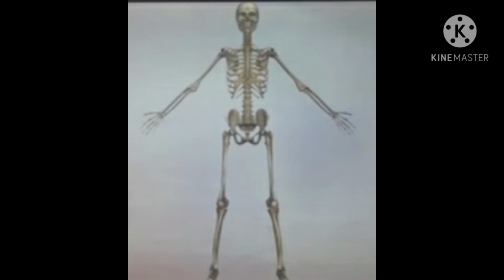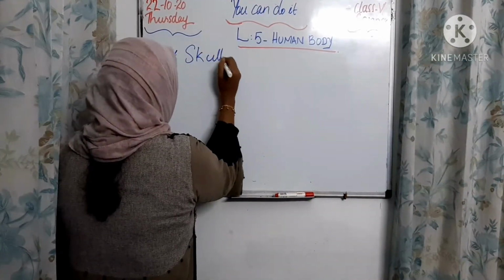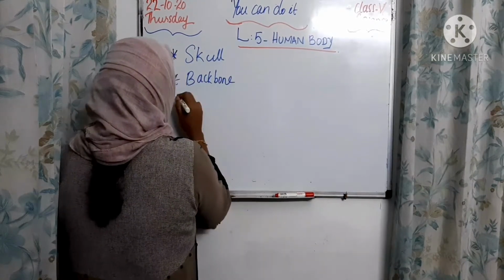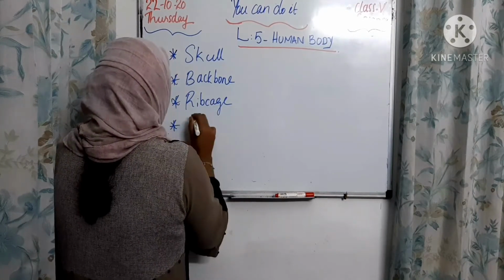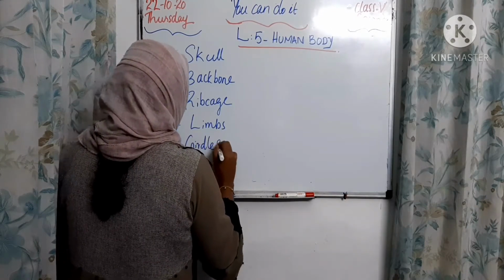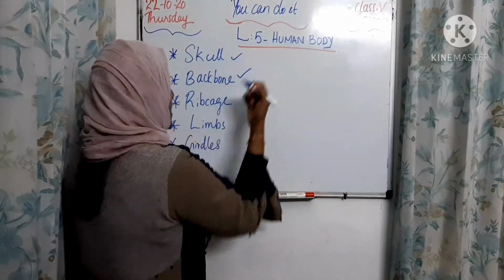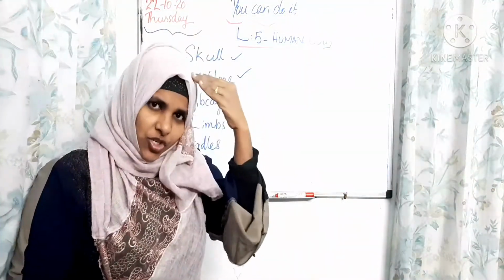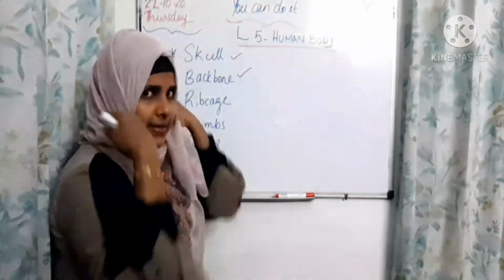Okay, so listen carefully. Dear children, the parts of the skeletal system are the skull, backbone, rib cage, then limbs and girdles, right? These are the parts of the skeletal system. Skull and backbone we discussed, right? Our brain is protected by the skull, a helmet-like structure, right? And the backbone or spine is attached to the skull, is it not, children?